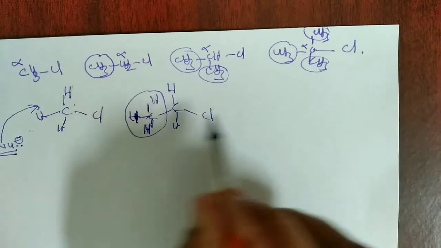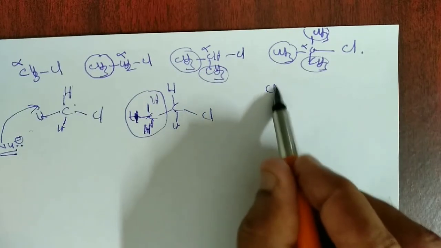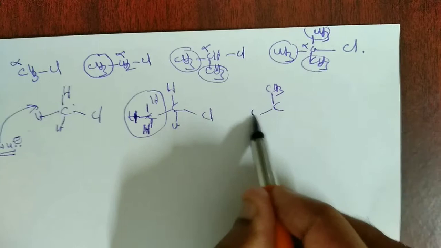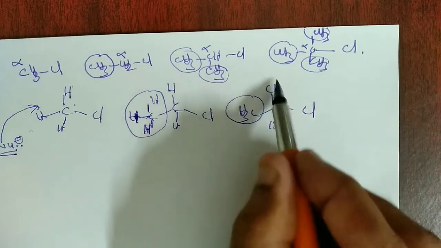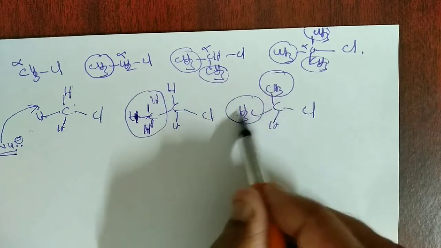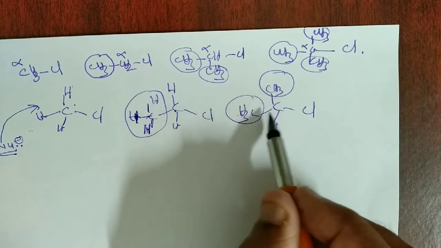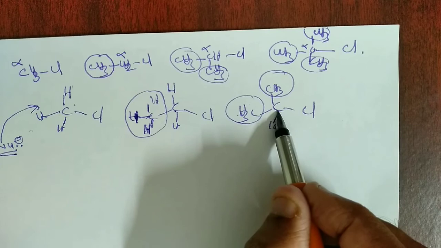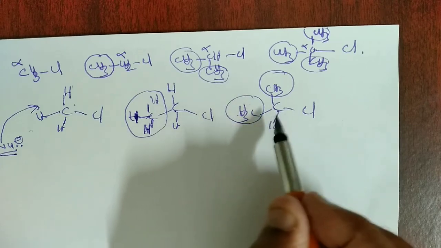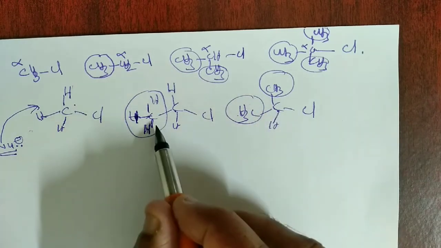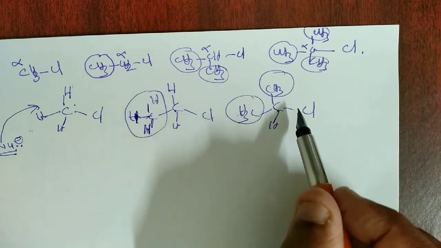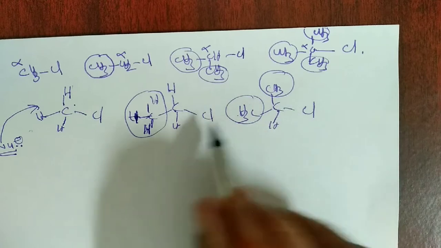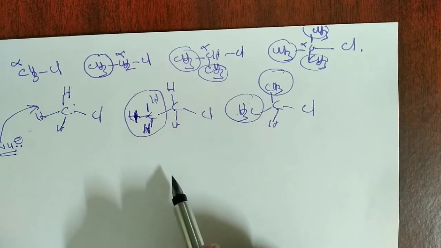In isopropyl chloride, there are 2 such bulky groups on the rear side of the carbon-halogen bond. So due to the presence of these 2 bulky alkyl groups bonded to alpha carbon atom, isopropyl chloride will be less reactive than ethyl chloride towards nucleophilic substitution reactions through SN2 mechanism.